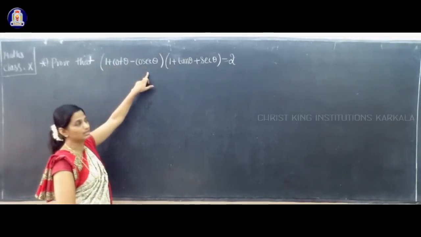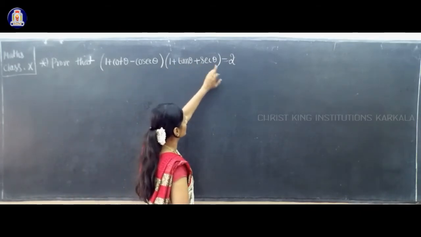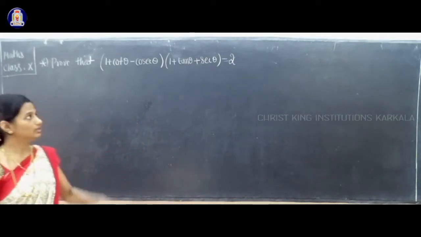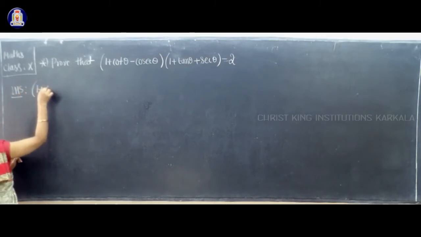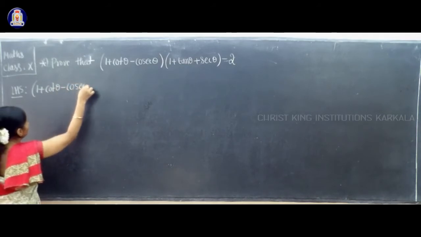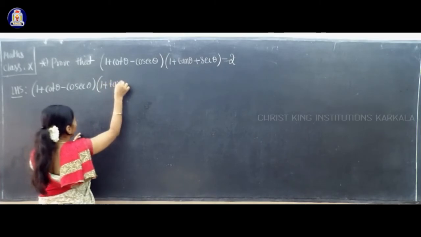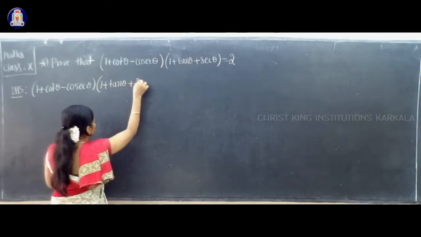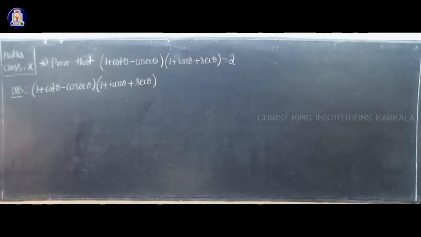Minus cosecant theta into 1 plus tan theta plus secant theta, which is equal to 2. Now take the LHS. So what is the LHS? It is 1 plus cot theta minus cosecant theta into 1 plus tan theta plus secant theta. Now how to prove this one?